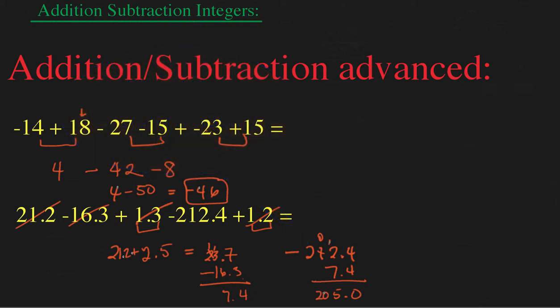Now, because the 212 was larger than the 7 and the 212 is negative, your final answer should be negative 205. Okay? So you can see they can get fun, and I could have added parentheses and all that. But I didn't want to confuse you with the possibility of you thinking that meant multiplication.